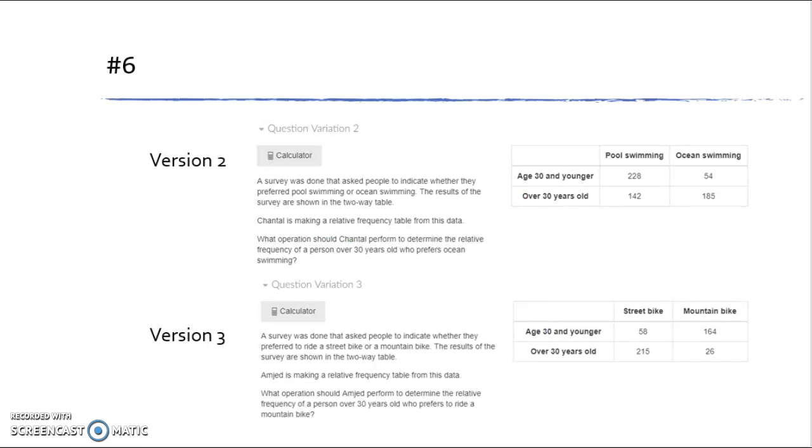Versions 2 and 3 are worked out in a very similar way. You just need to go through and find which category of people you're looking at. So version 2 says, you're looking for a person over 30 years old who prefers ocean swimming. So you'll look for that intersection in the table of people over 30 and prefer ocean swimming. And version 3, you are looking for people over 30 years old who prefer to ride a mountain bike. So over 30 years old intersects mountain bike at that value right there.